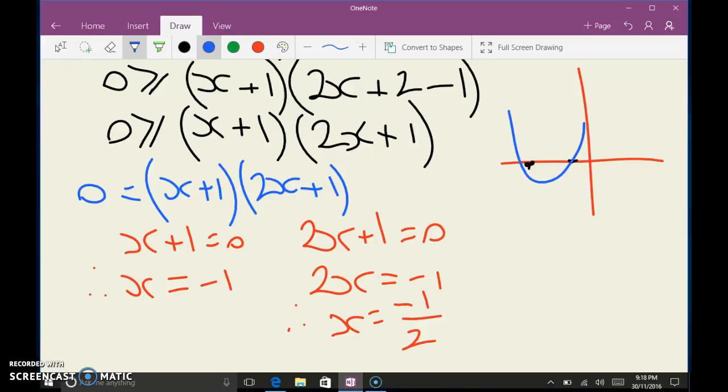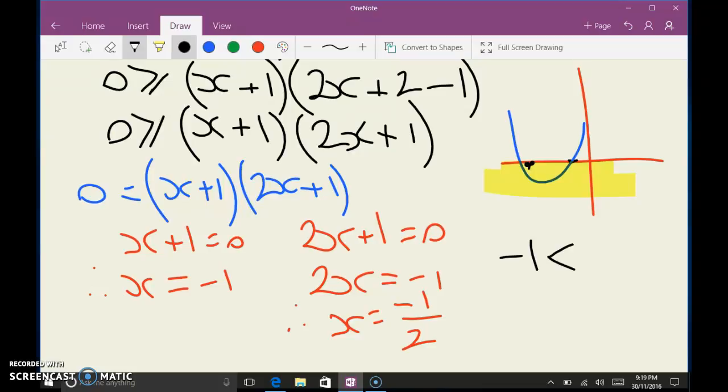Now, thinking about it, which part are you going to look for? Well, we had 0 is greater than x plus 1, 2x plus 1. The other way of looking at that is x plus 1, 2x plus 1 is less than 0. So we are actually looking at the points at which it is less than 0, which is down here. And the way we write that is minus 1.